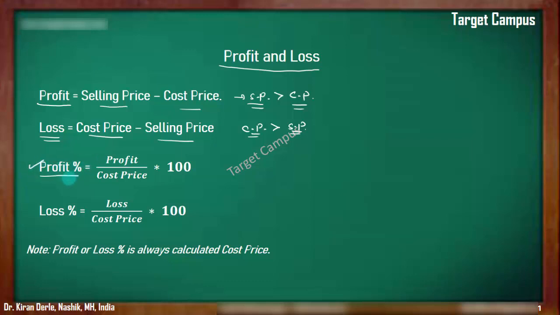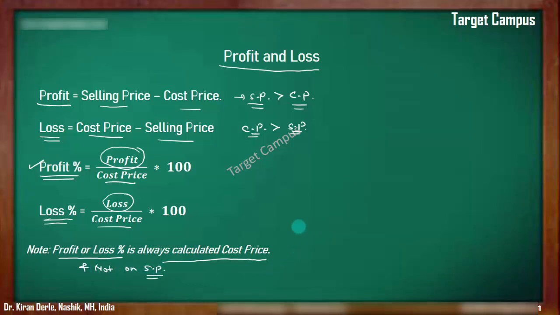And what is profit percent? How do we calculate the profit percentage of a trader? That is calculated by the value of profit upon cost price into 100. This is what profit percent is. Similarly, if a trader incurs a loss, the value of loss upon cost price of that product into 100 is the loss percentage. Remember, profit or loss percentage is always calculated on cost price, and not on selling price. You cannot calculate it on selling price.